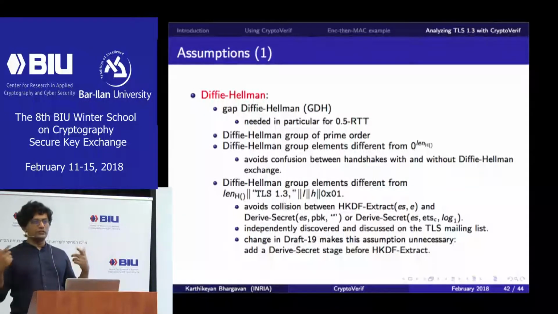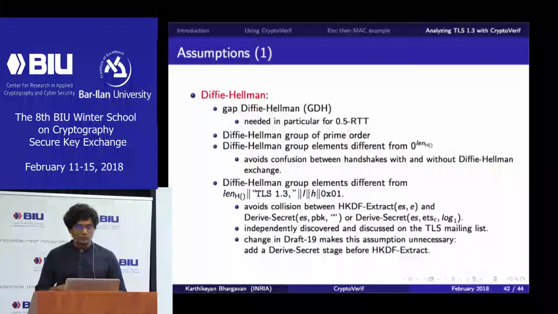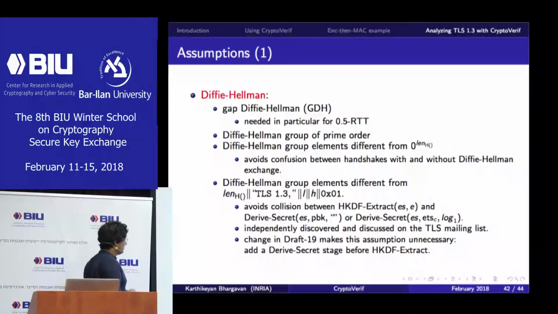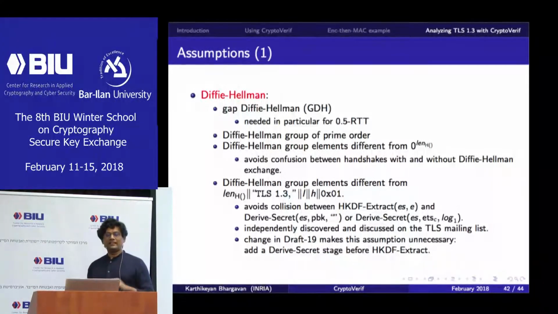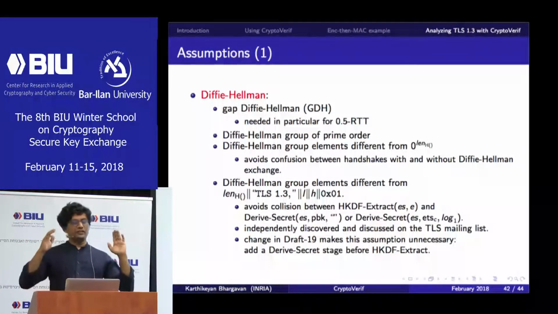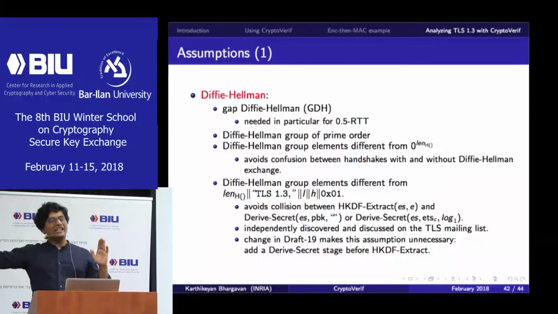And this is true as long as you are doing public key validation. So it's not a super unusual assumption. The other slightly more unusual assumption is that we assume that all Diffie-Hellman group elements do not have this format. And this format is that it should not be of the form where there is the length of the hash function concatenated with the string TLS13 concatenated with two things ending with 0x01.